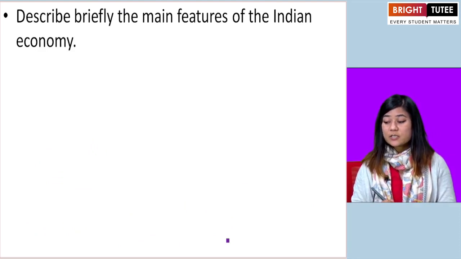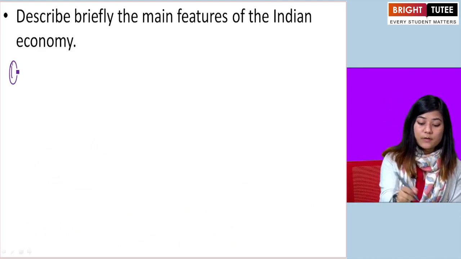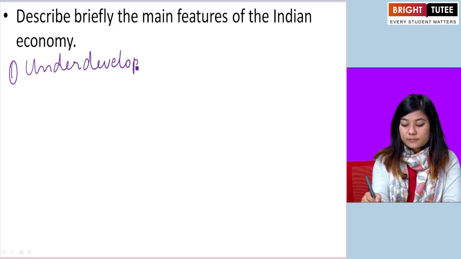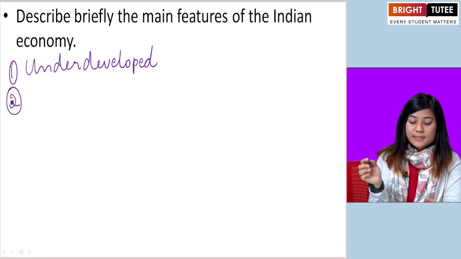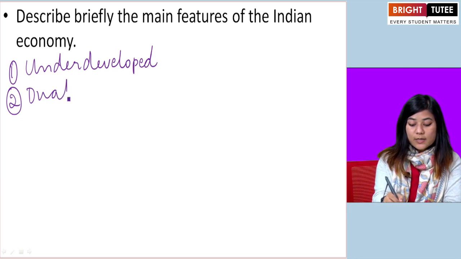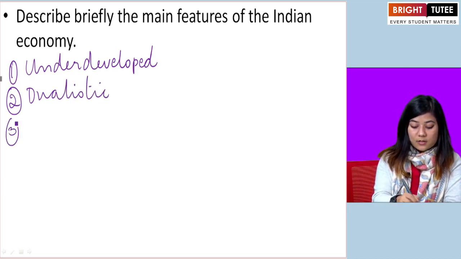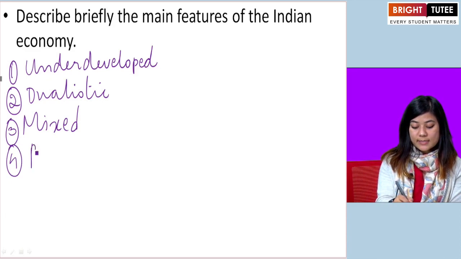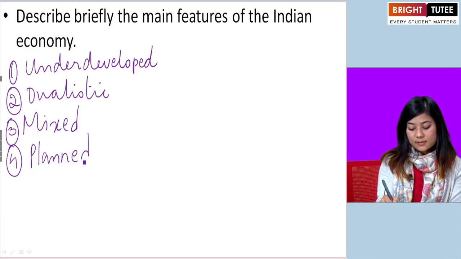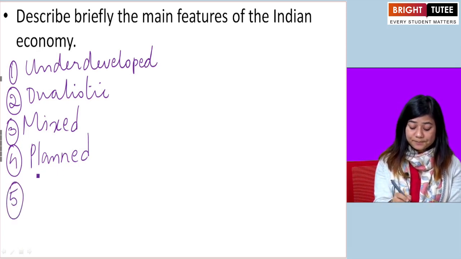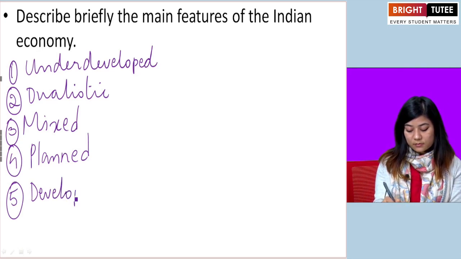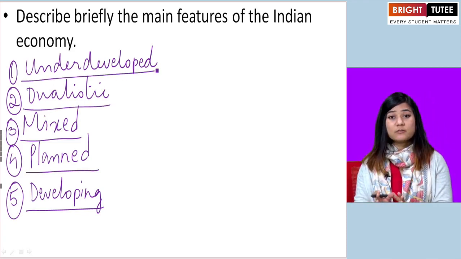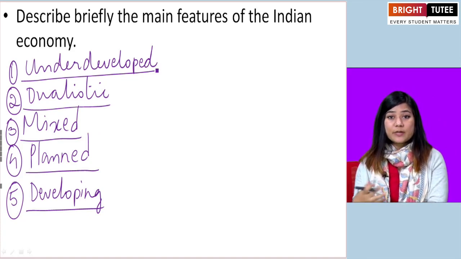The next one. Describe briefly the main features of the Indian economy. So, the first feature is Indian economy is underdeveloped. Okay? The second one is Indian economy is dualistic. The third feature is Indian economy is mixed. Fourth one is it is planned. And the fifth one is it is developing. Now, I will briefly discuss these, obviously because of the limited space here. But you can elaborate on your own, right?